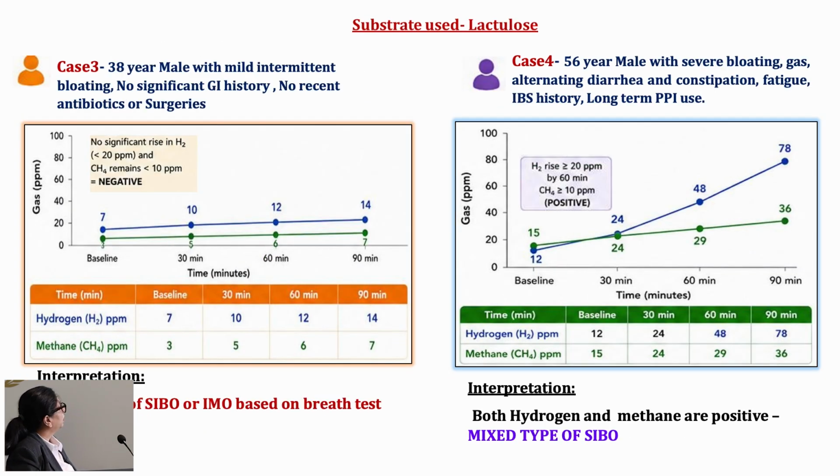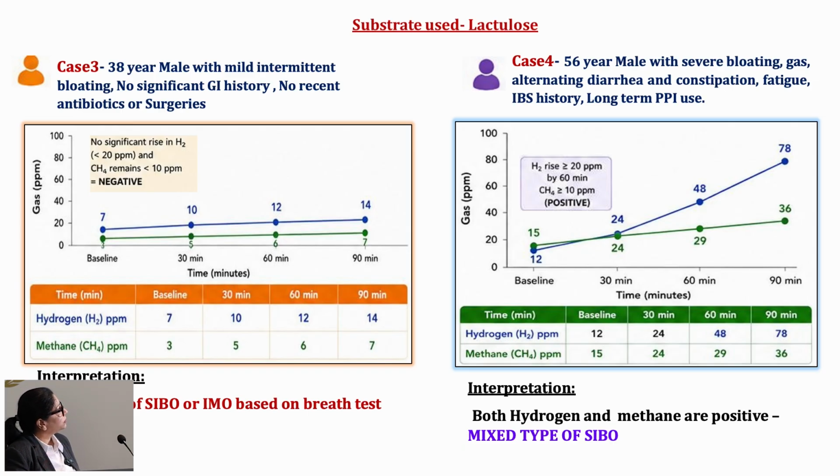Now, a 38-year-old male with mild intermittent bloating, no significant GI history, no recent antibiotic or surgery. Hydrogen remains normal at 7 to 14. Methane remains normal at 3 to 7. What is your interpretation? No evidence of SIBO or IMO.